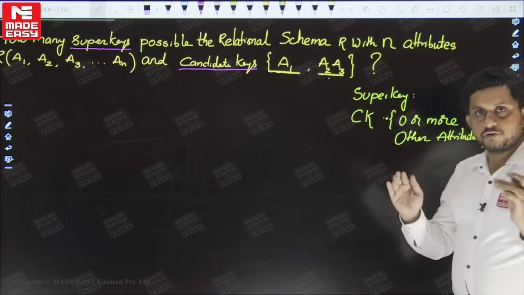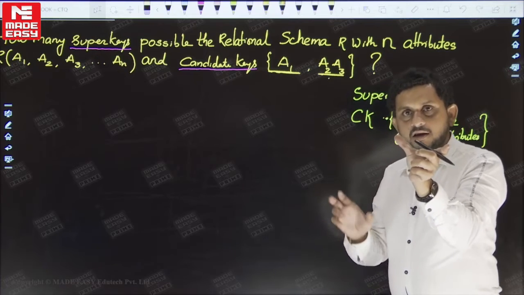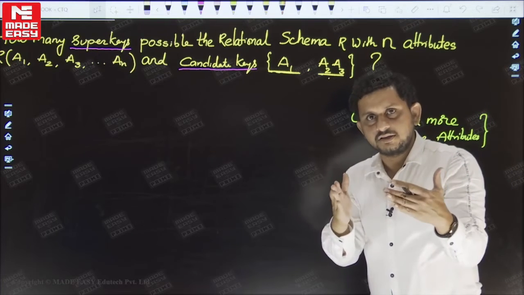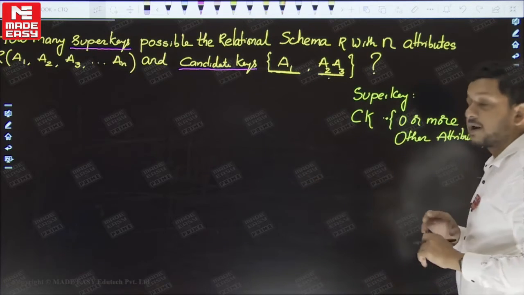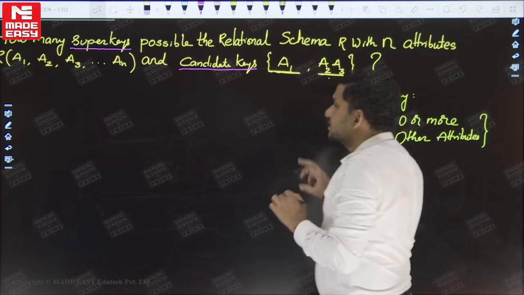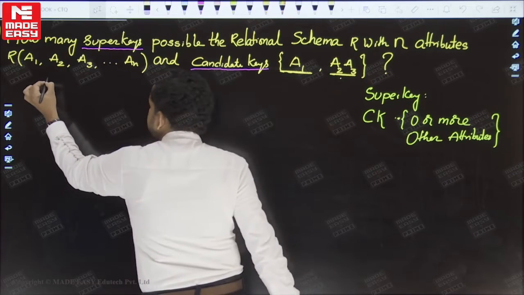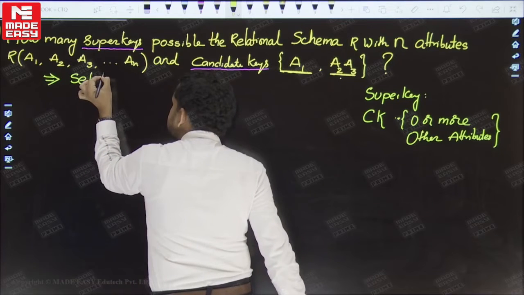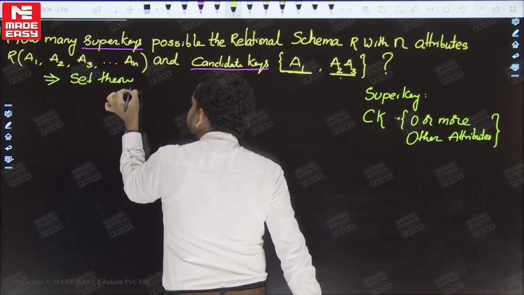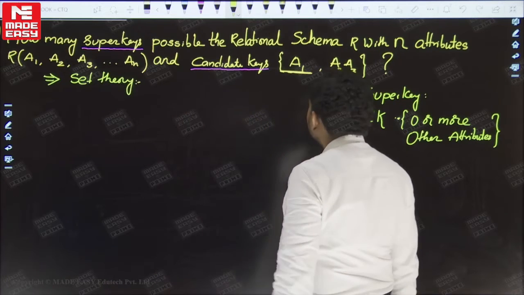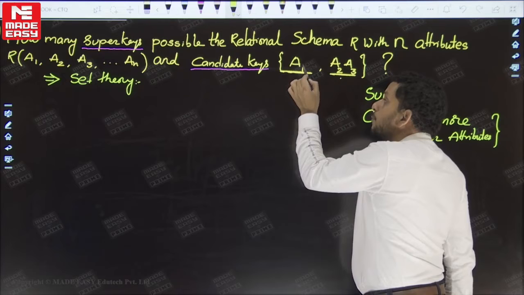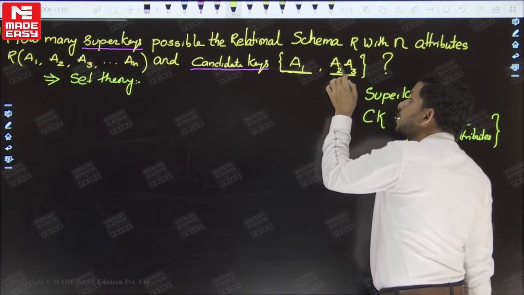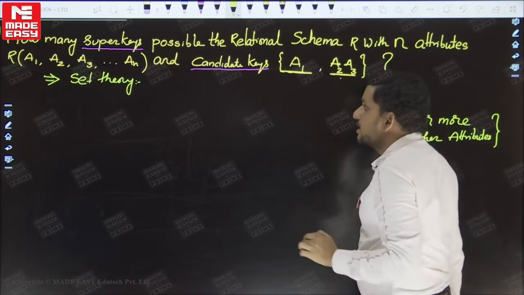So if we want to say an attribute set is a super key, in that attribute set there must be a candidate key, and 0 or more other attributes can combine, because a super key doesn't require the minimal attribute set constraint. This problem can be solved in two ways. One way is by using a set theory Venn diagram. First find the total possible super keys because of candidate key A1, and the total possible super keys because of the second candidate key A2, A3.